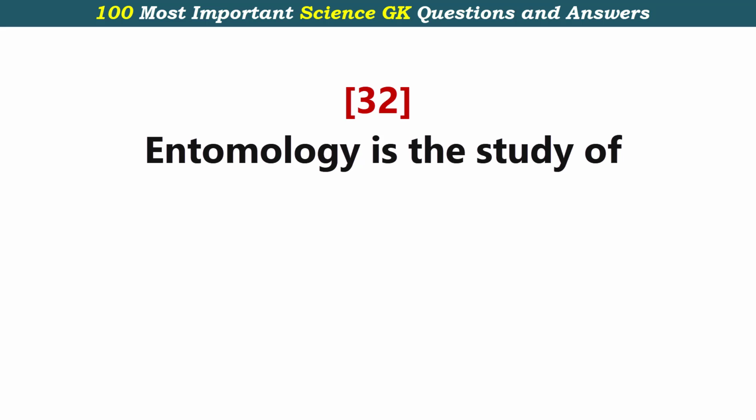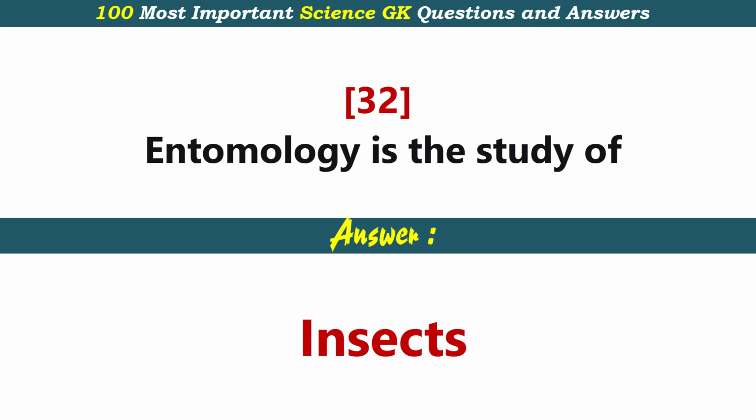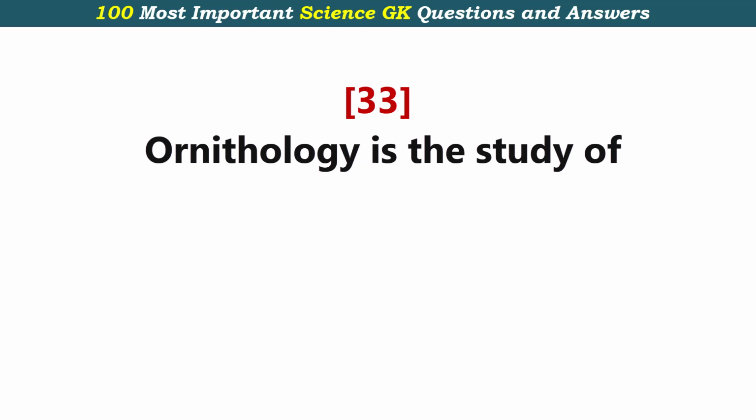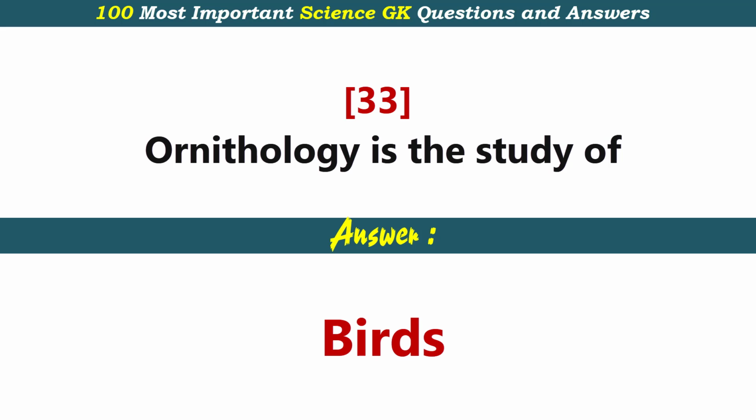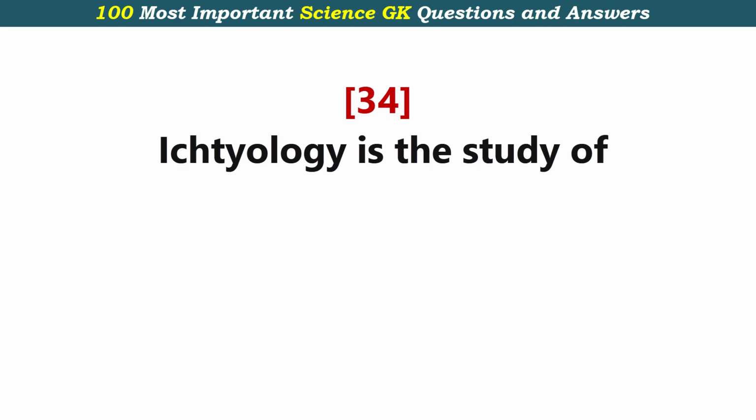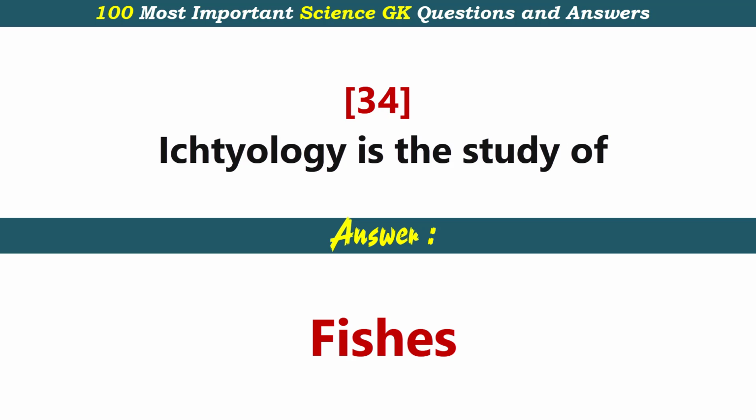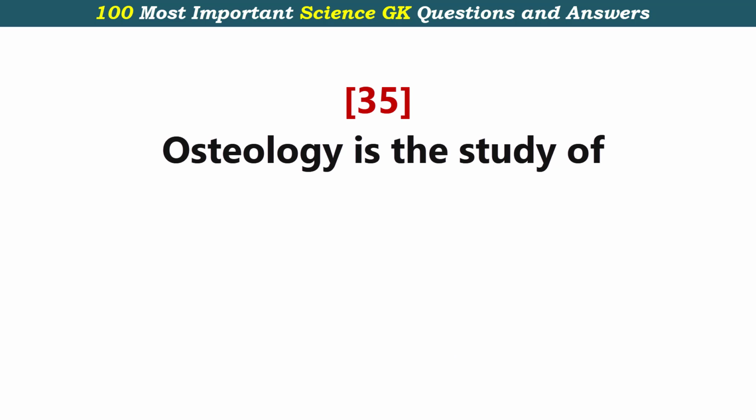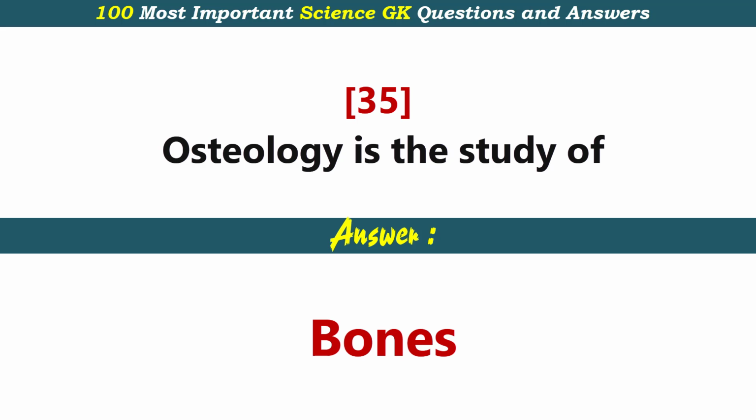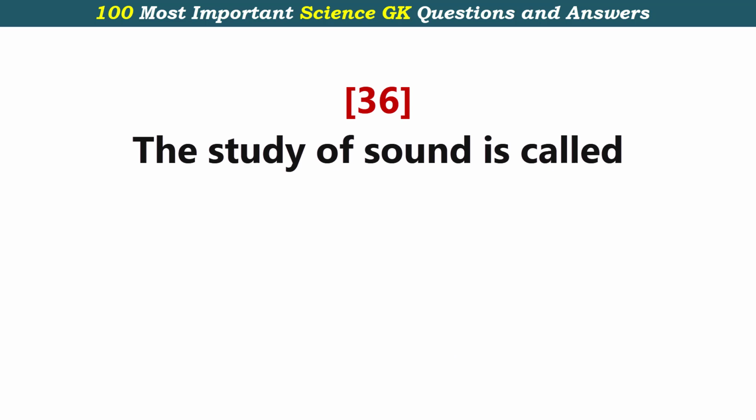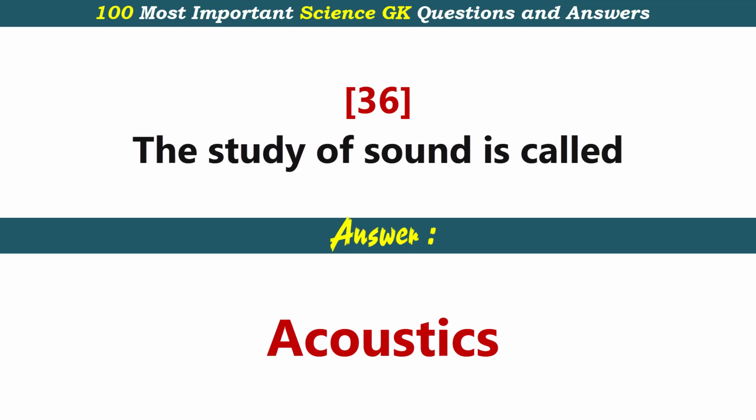Entomology is the study of? Answer: Insects. Ornithology is the study of? Answer: Birds. Ichthyology is the study of? Answer: Fishes. Osteology is the study of? Answer: Bones. The study of sound is called? Answer: Acoustics.